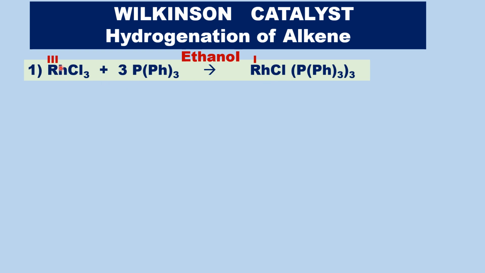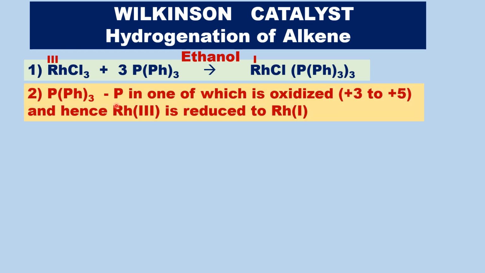In this case rhodium is in +3 state. In the product it is in +1 state. How is it possible? It is possible because one equivalent of triphenyl phosphine, phosphorus in one of which is oxidized from +3 to +5. Therefore, rhodium is reduced to rhodium 1.